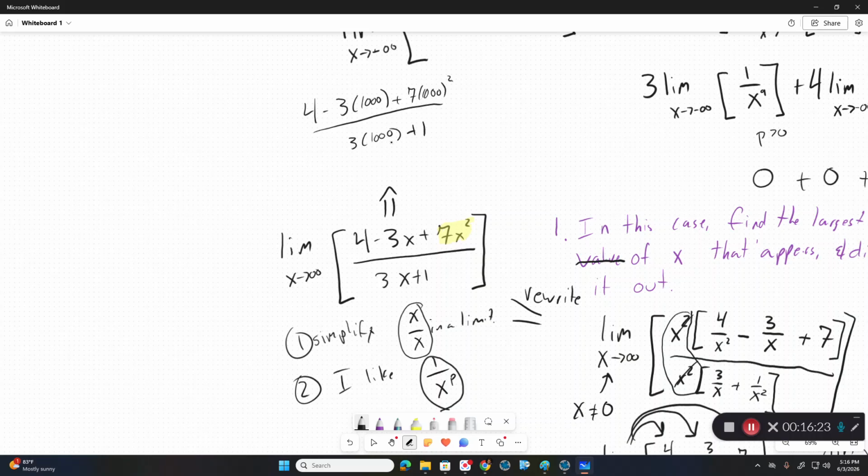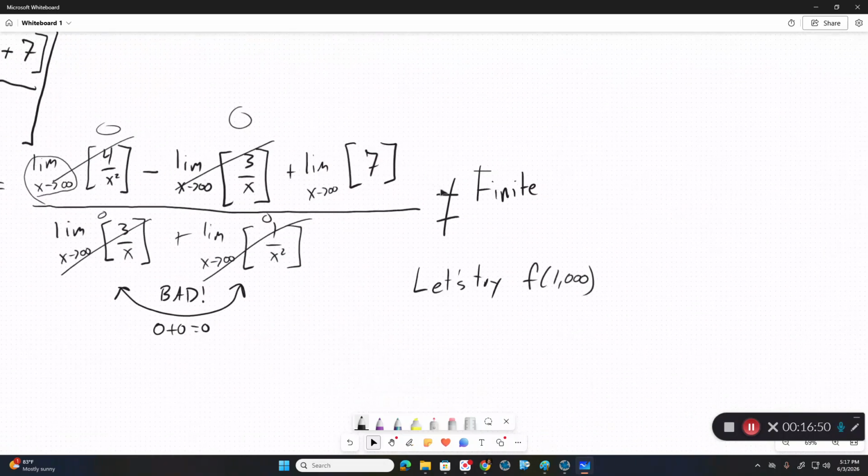The central idea is to compare: 1,000 squared is much larger than 1,000. So this term and this term don't really do anything. The whole point is that this term dominates, and this term is itself positive. Therefore, the limit as x approaches infinity is not finite, but the limit is positive infinity.